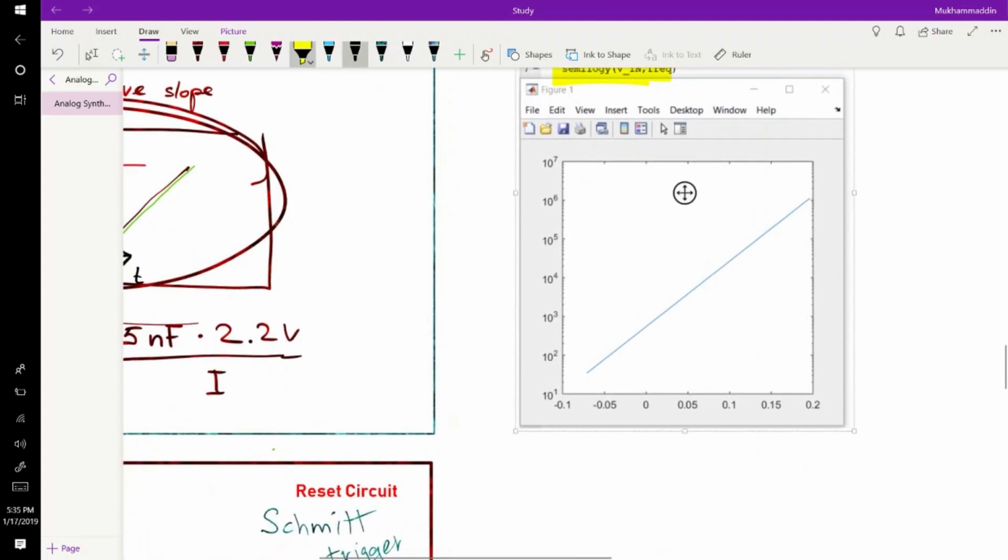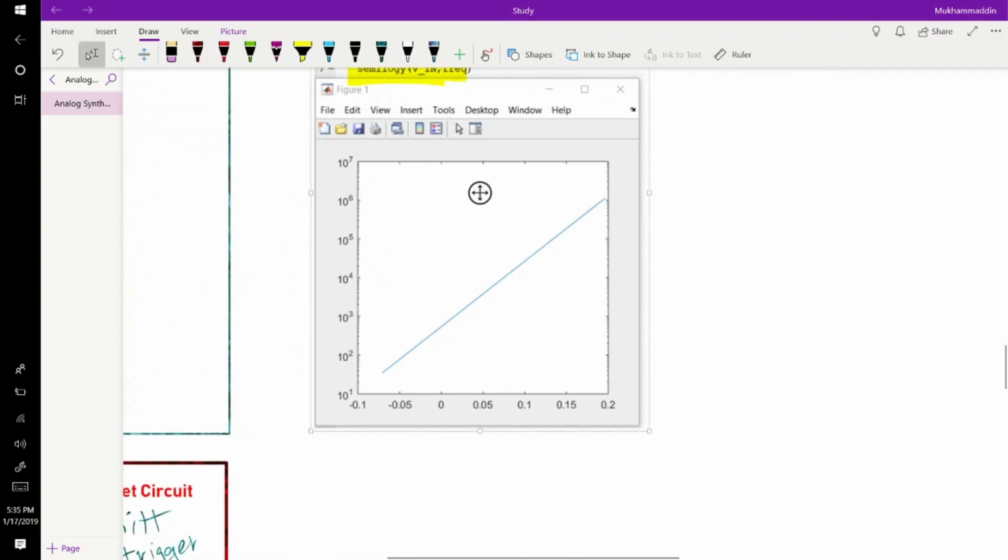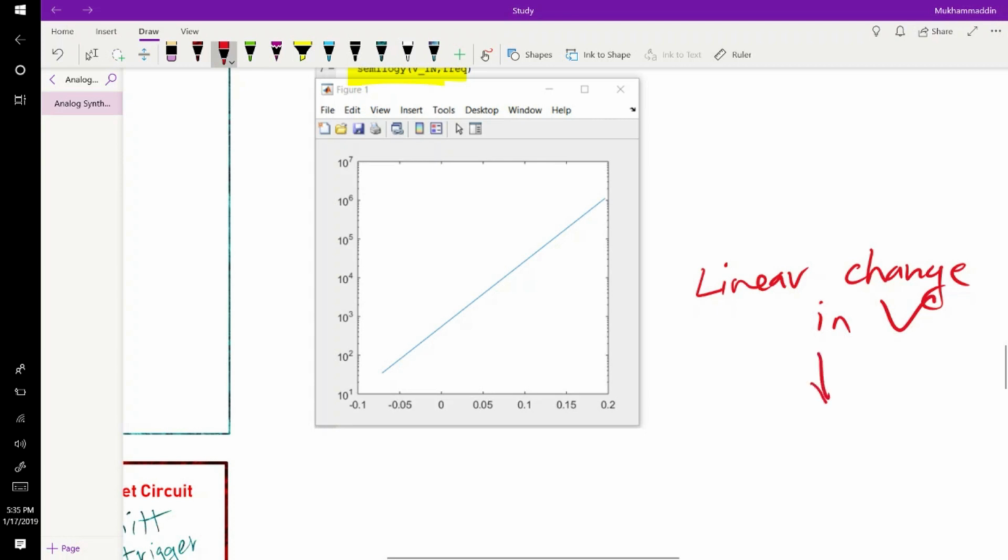So here you can see that this is so important that I'll probably just write it down. Linear change in voltage leads to exponential change in frequency. You can see that the scale here is linear and the scale here is exponential.